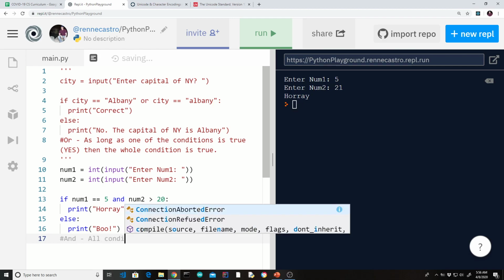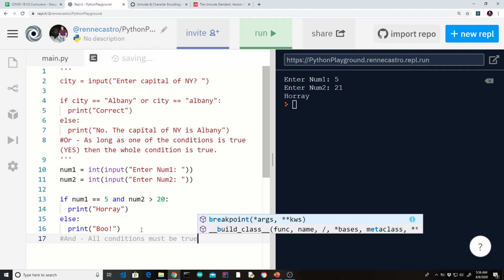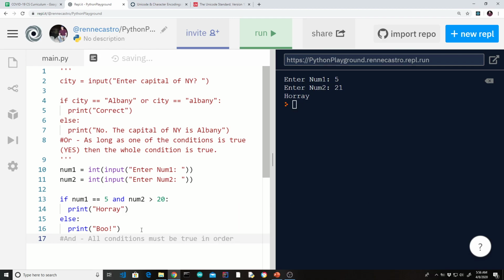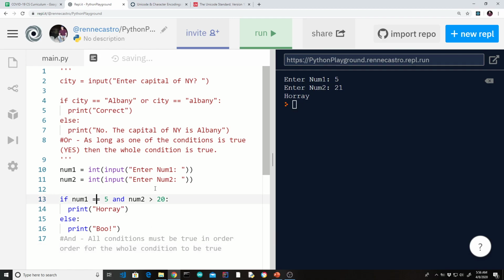all conditions must be true in order for the whole condition to be true. Okay, so I'm not sure if you realize that this is what I mean by the whole condition.